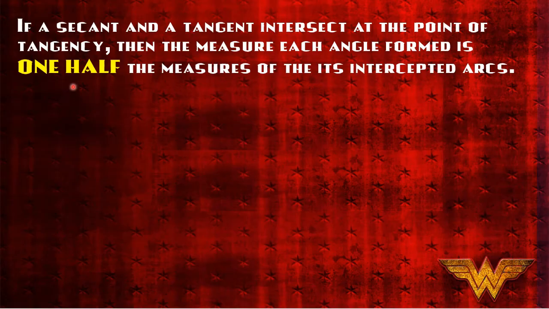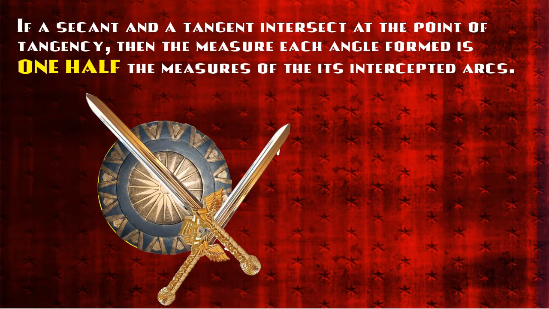If a secant and a tangent intersect at the point of tangency, then the measure of each angle formed is 1/2 the measures of its intersected arcs. Ganito naman ang ibig sabihin nun. Let's have an example. Identify muna natin yung secant. That is line AB. And our tangent is line DC. Pwede rin nating tawagin yung line BC or line BD.